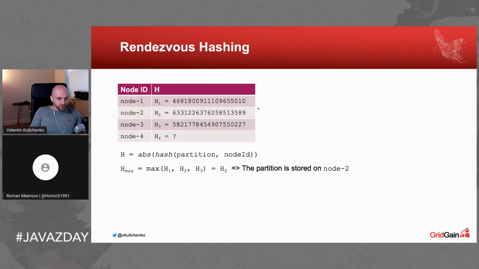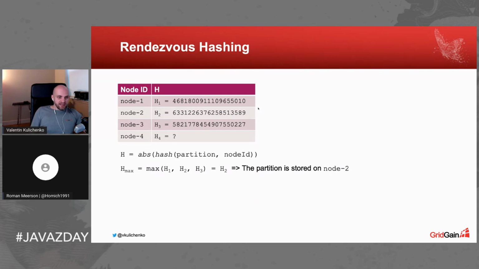So we'll have one more node, node 4. And for node 4, we'll have yet another value in the list, which is H4. H1, H2, and H3 do not change, of course, right? Because the hashing function is consistent. Node IDs also do not change. Therefore, these 3 values are the same. H4 is the new value.